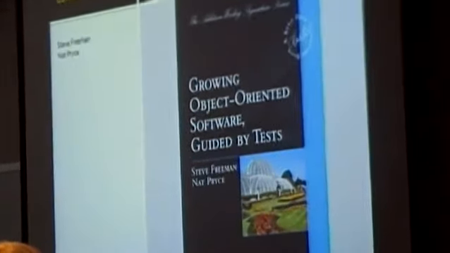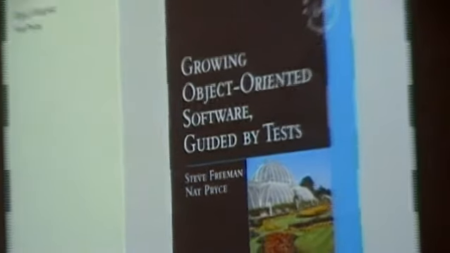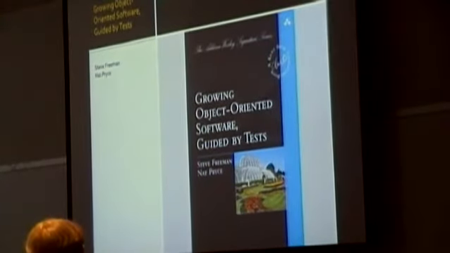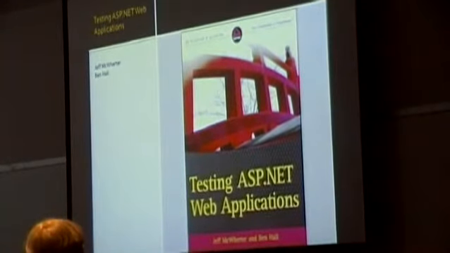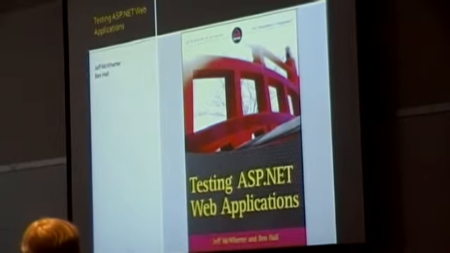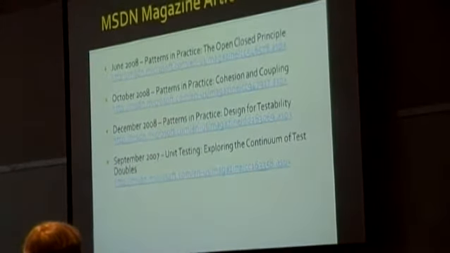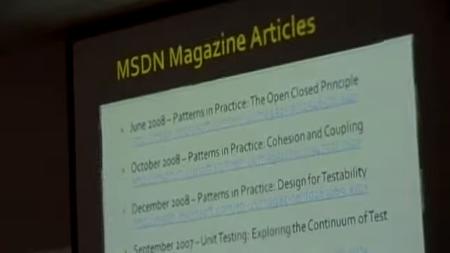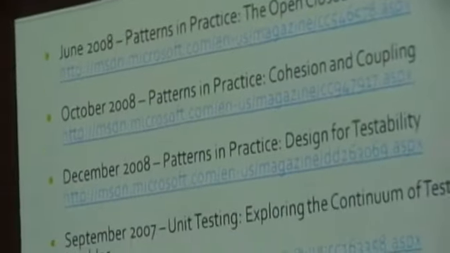Growing Object-Oriented Software, Guided by Tests. I haven't read this myself, but I've heard a lot of people recommend this. And Testing ASP.NET Web Applications by Jeff McWherter and Ben Hall. Ben Hall is a C# MVP out of the UK. Met him, he's a really nice guy. He's also very active in the Ruby community as well. There's also a number of MSDN magazine articles covering design and testing.